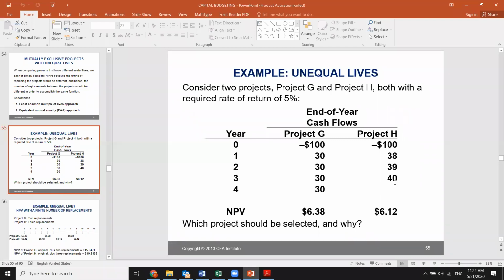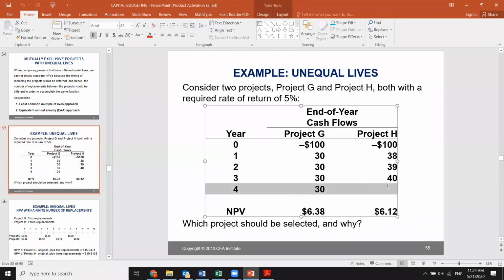This is because one requires a shorter investment by one year. If both were 4 years, then definitely you would choose the project with the highest NPV. However, here project H has 3 years, but project G has 4 years, so you cannot compare them. You need to standardize them. One way to do it is using the LCM, the least common multiple approach, and the other is the equivalent annual annuity. So let's start with the first one.